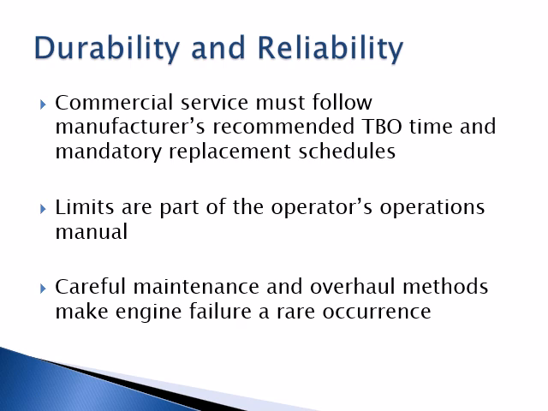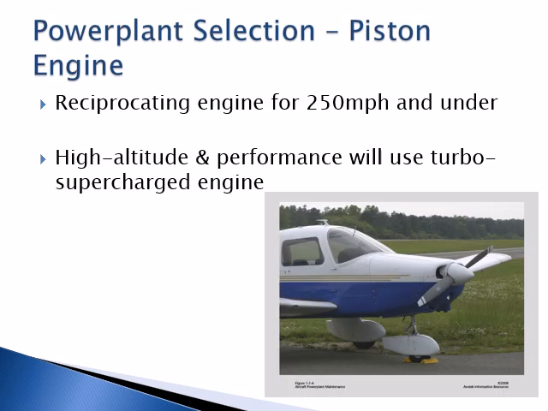When selecting a power plant, aircraft design speed is a primary consideration. Reciprocating engines are typically ideal for aircraft that cruise at 250 miles per hour or below, making them well suited for general aviation and training aircraft. However, for aircraft that require higher performance or operate at high altitudes, turbo-supercharged engines are the preferred choice. These engines maintain power output by compressing intake air, allowing reliable performance even as air density decreases with altitude. Choosing the right power plant ensures optimal efficiency, capability, and safety based on mission requirements.